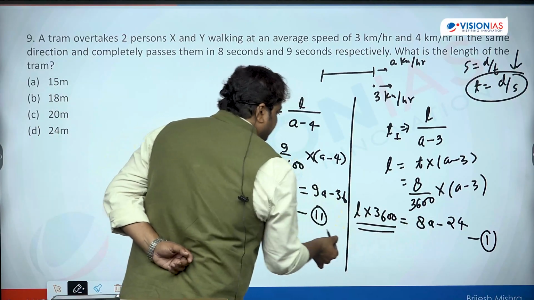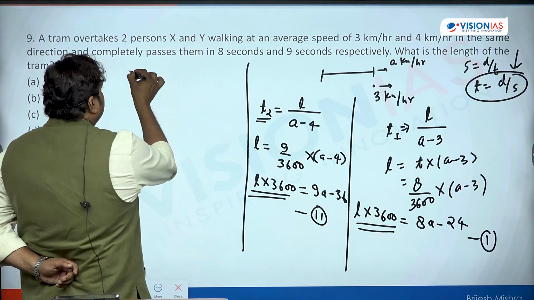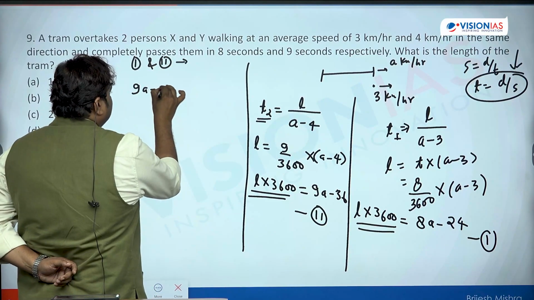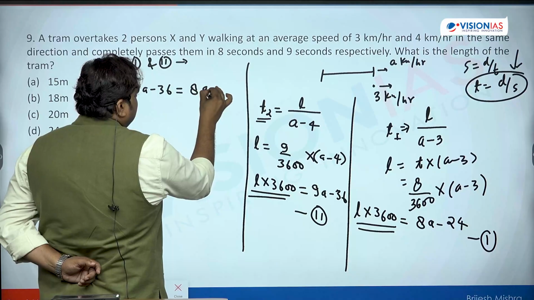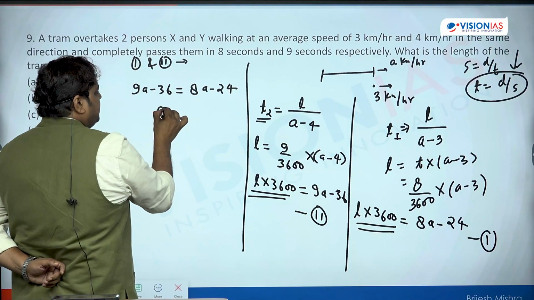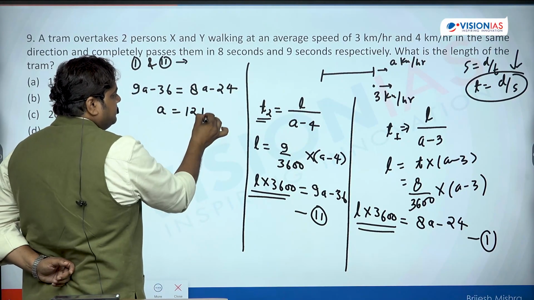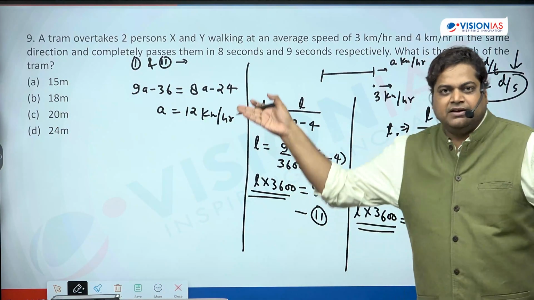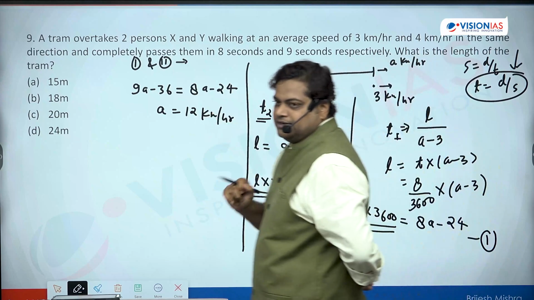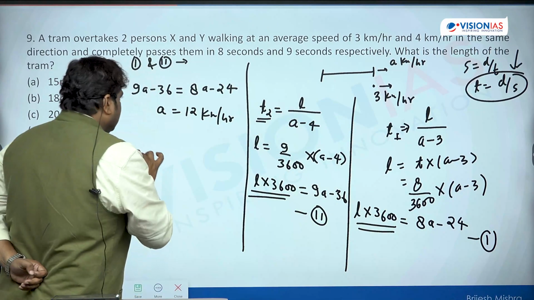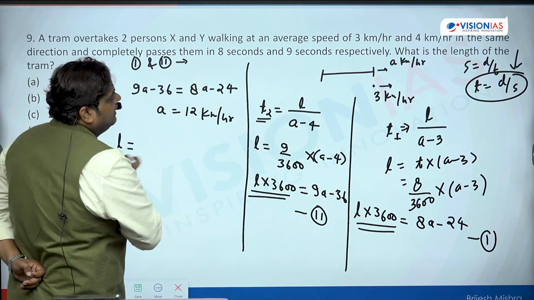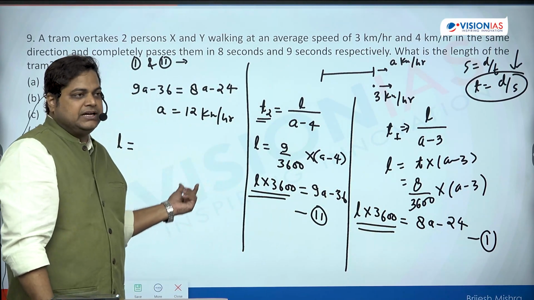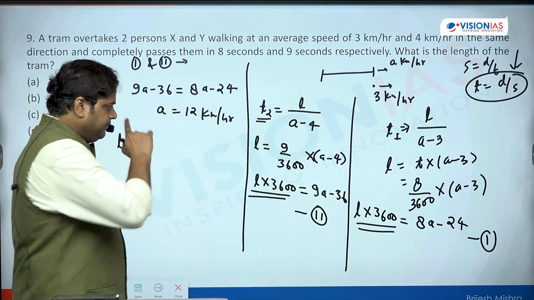So from equation 1 and 2, what we can say, 9A minus 36 is equal to 8A minus 24. So A is what? 12. 12 is what? Kilometer per hour. We know A. The speed of the train we have calculated, that is 12 kilometer per hour. Now what they have asked, what is the length of the train? How we can get? We can take equation 1 or 2, we can get what is the length of the train.